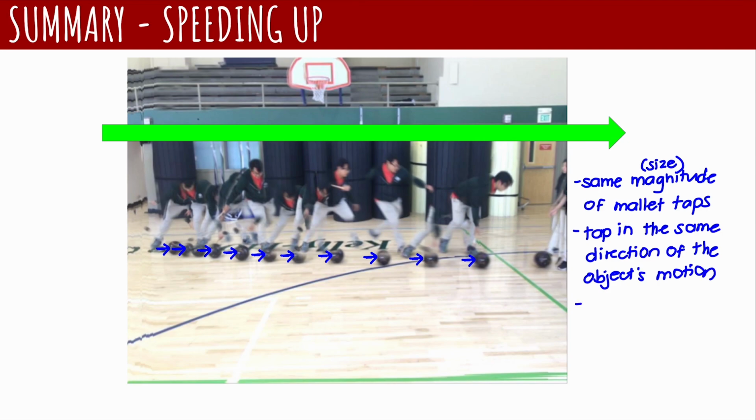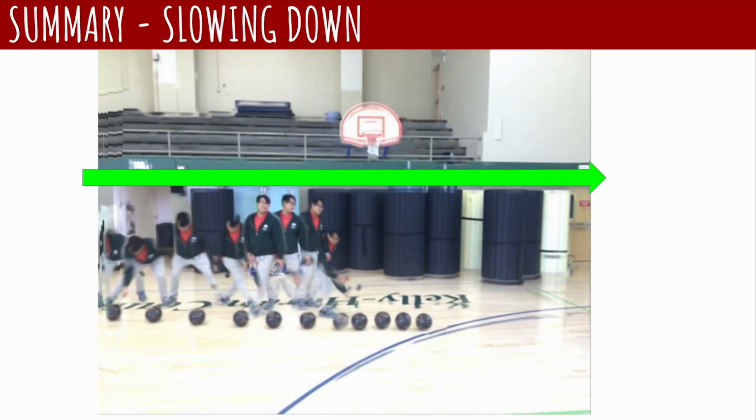All right, so if the object is moving to the right and we hit the bowling ball going to the right, then the velocity of the bowling ball will increase. And that's what is shown here in this picture. So again, if you hit the ball in the same direction it's traveling, the velocity is going to increase.